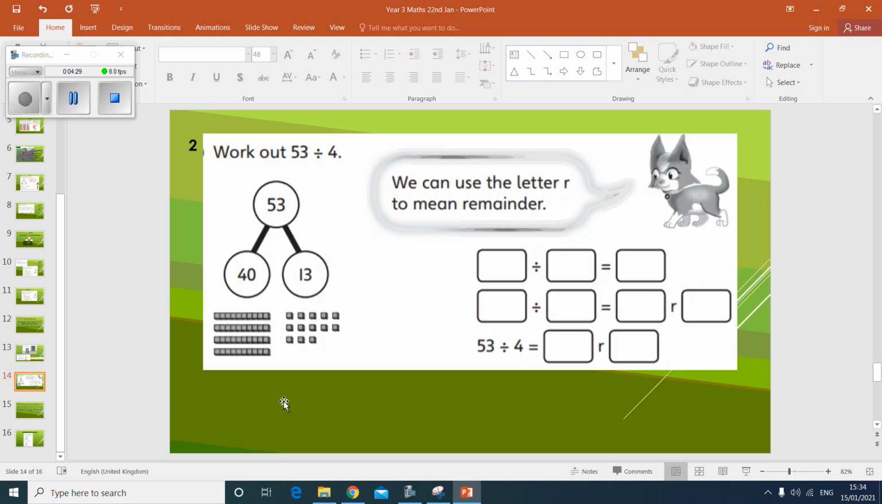Question 2. Work out 53 divided by 4. We sometimes use the letter R to mean remainder.